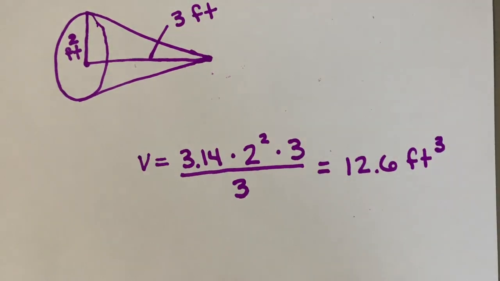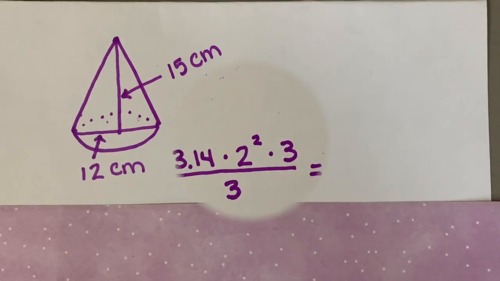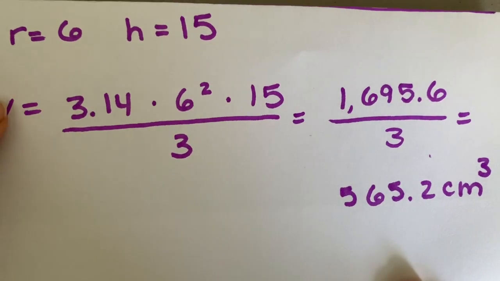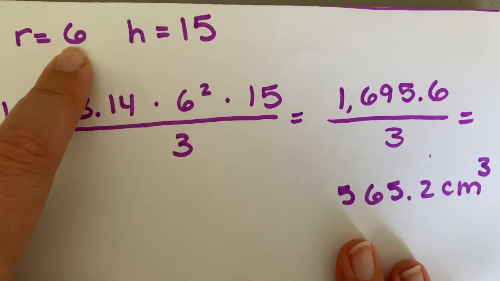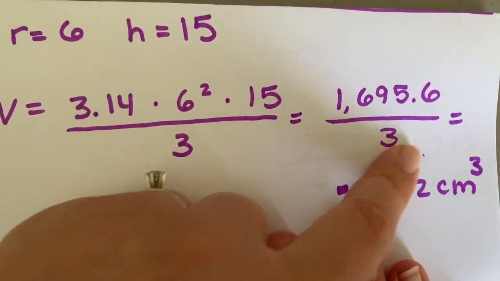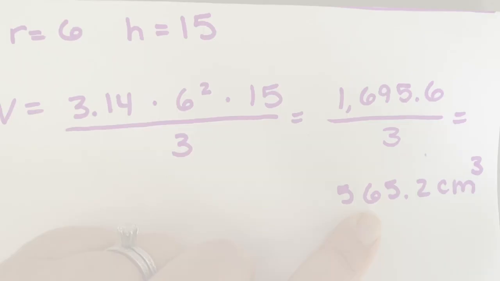And your answer is 12.6 feet cubed. Try this one. With this one, remember that the radius is half of your diameter, so your radius would have been 6 and your height would have been 15. Again, use the formula, divide by 3, and it would have been 565.2 centimeters cubed.